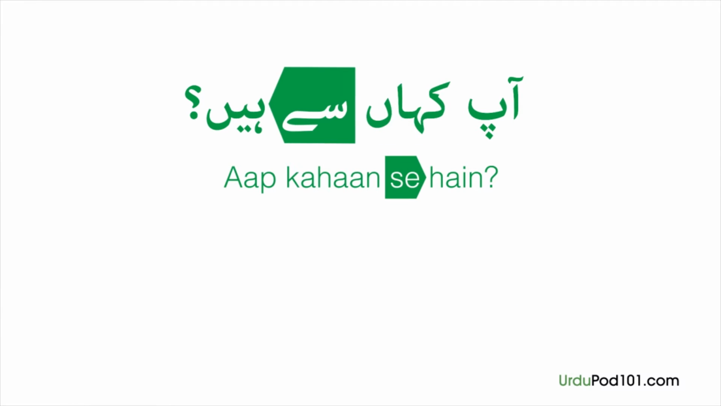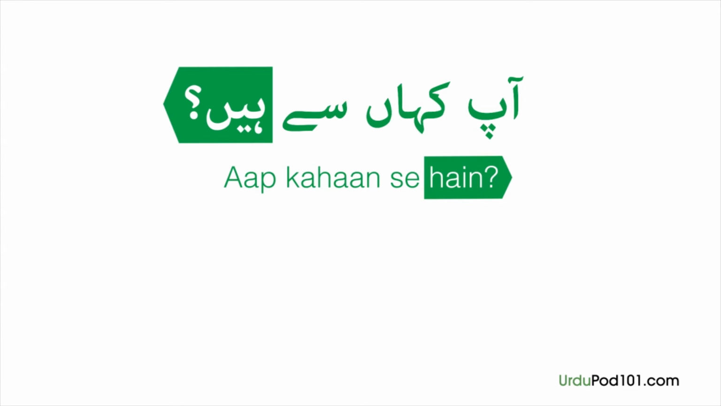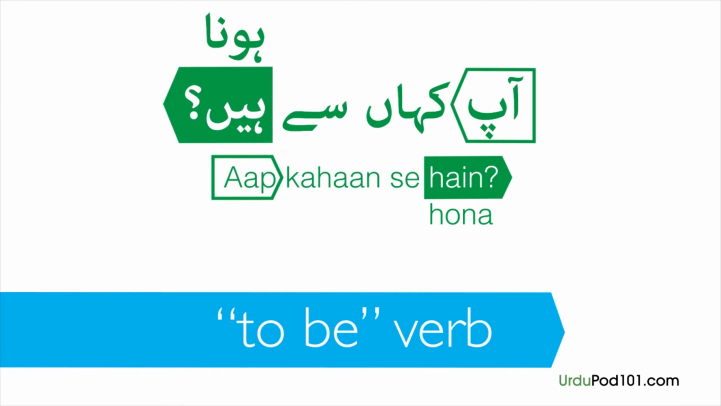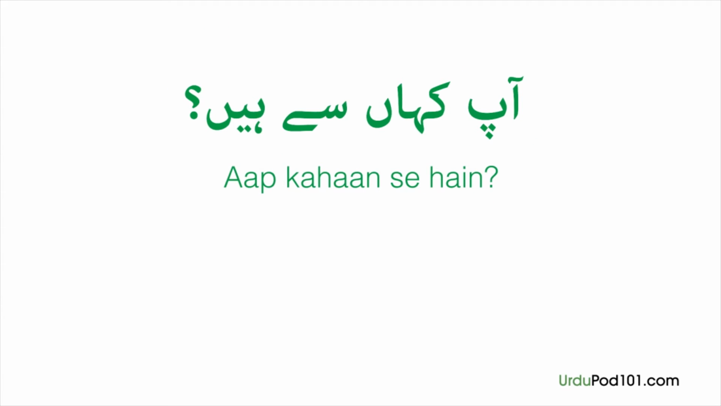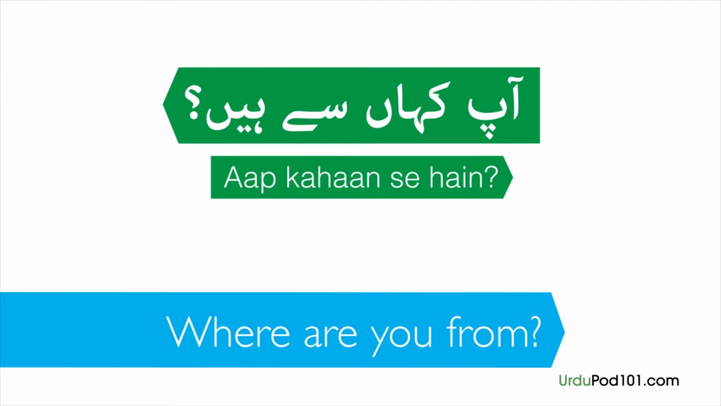Then comes se, meaning from, and finally, hai is the conjugated form of the verb to be, hona, that is used with the pronoun aap. It is similar to the English are. Once again, it is aap kahan se hain? This question can be used when speaking to both men and women because the verb to be, hai, is the same for any gender. Answering this question is very easy.